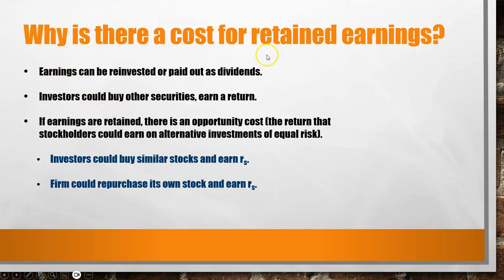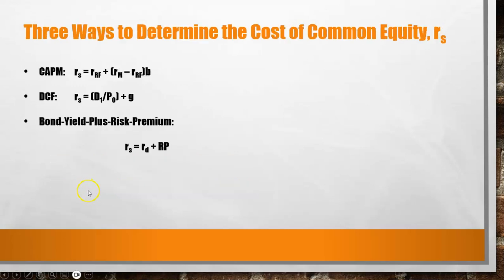Why is there a cost for retained earnings? Because earnings can be reinvested or paid out as dividends. Investors could buy other securities to earn a return. If earnings are returned back to the company, the investors are going to expect a return on their money. That's the goal, is to keep that stock price going up. So if we reinvest the earnings, we want more and more money.